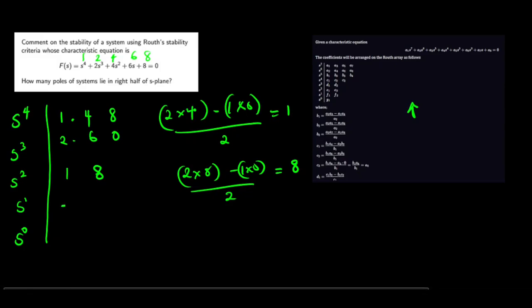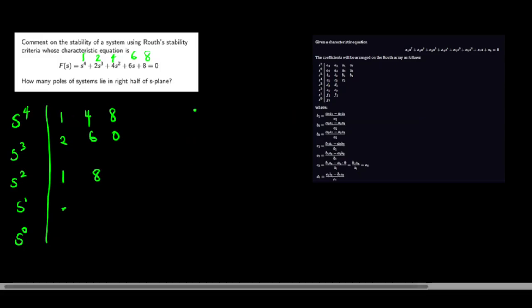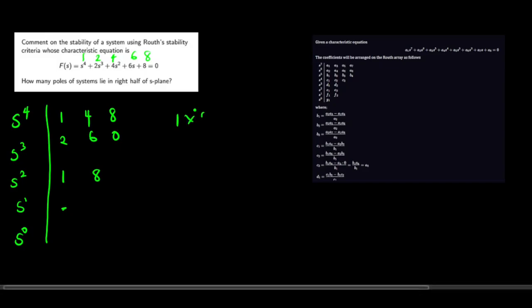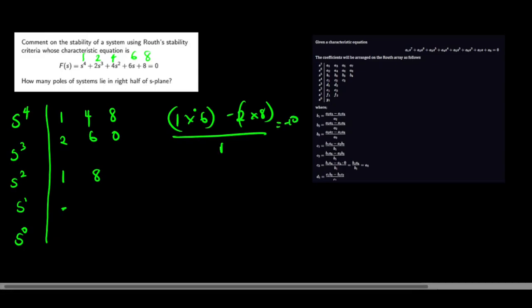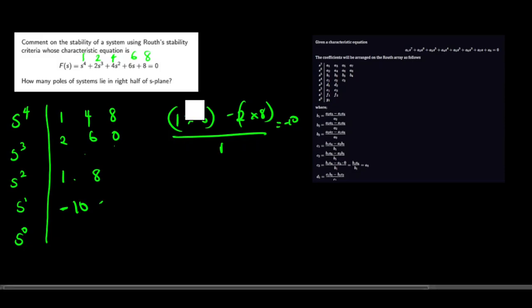Now for this next line, it's going to be 1 times 6 minus 2 times 8, all over 1. That's going to give you minus 10. So now here we have minus 10. And for this point, it's supposed to be 1 times 0 minus 2 times 0 over 1. So that'll basically just be 0, so we don't need to do that.